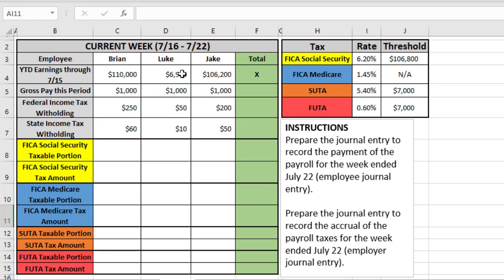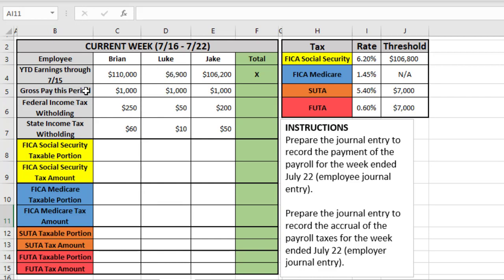So we can see that for the current week of July 16th through July 22nd, we were given that this company has 3 employees, Brian, Luke, and Jake. And we are given their year-to-date earnings up until this current week, which is July 15, where they made these 3 different amounts. Now Luke didn't make quite as much as Brian or Jake. Maybe that's because he's a new employee, or maybe his salary is just lower. Not sure, because we are not told here.